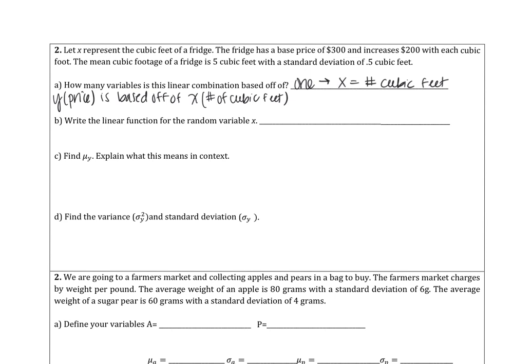Okay, write the linear combination for the random variable. This should be Y, not X, my apologies. Y equals, the price is equal to $200 for each cubic foot plus a base price of $300. And Y is the total cost of the new fridge, right, or price.